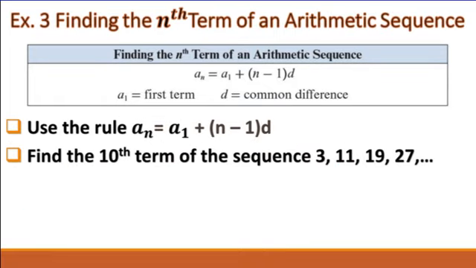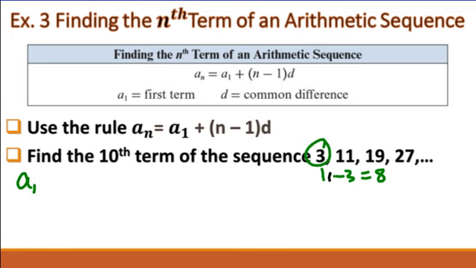Next one, use that same rule to find the 10th term of this sequence. Here they did not give us the common difference. We need to find the common difference. So I would take 11 minus 3, which gives us 8. So my common difference is 8. My first term is 3.